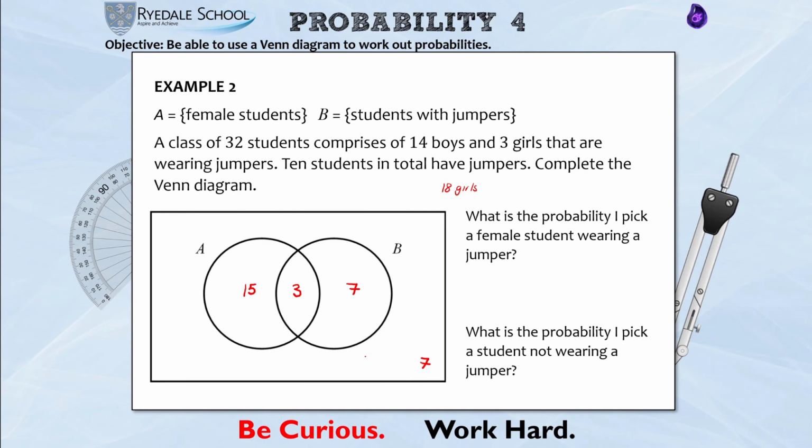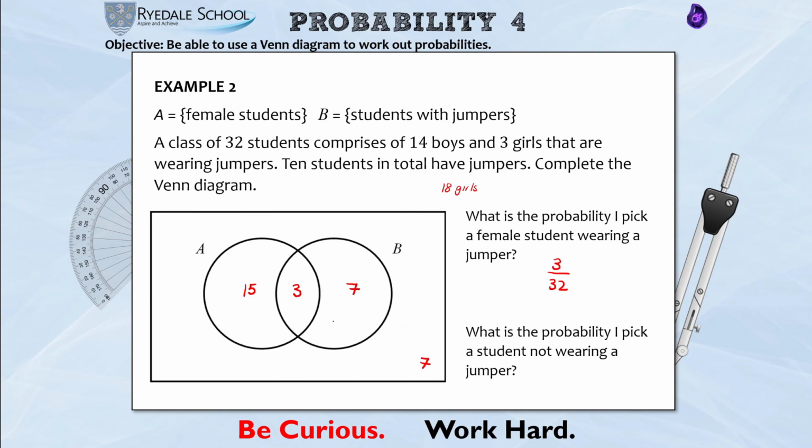Now we've populated our Venn diagram, we can answer some questions. What is the probability I pick a female student wearing a jumper? Well, we know that one. It is the intersection. It is 3 out of 32.